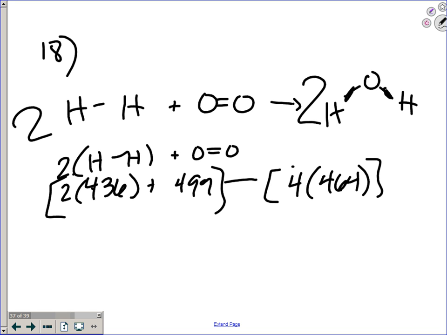All right, what's this value? You just show your work for your stuff, right? 872. And then this is 1864. Okay, so then what's our final? Negative 400 and what? What is this number?